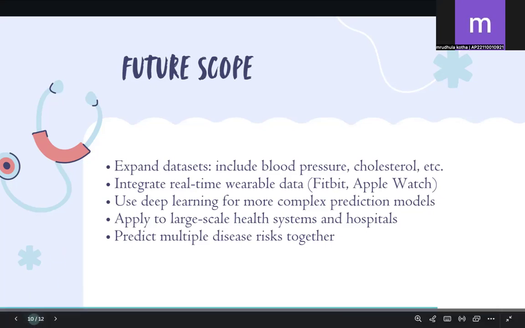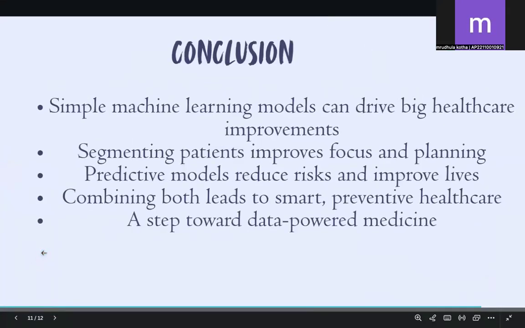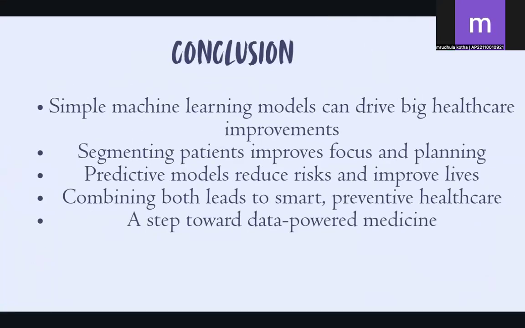Conclusion. Patient segmentation and disease risk prediction are powerful tools that improve healthcare outcomes even with a small dataset and simple algorithms. We can identify who's at risk and offer early help. This approach makes healthcare smarter, more personal, and more effective.